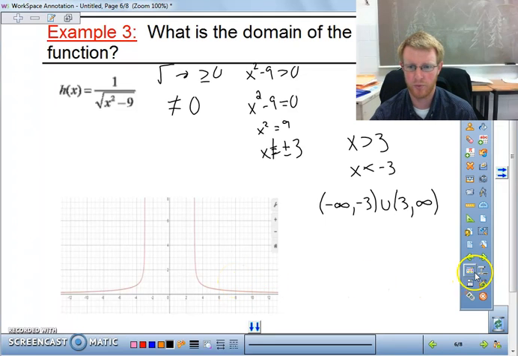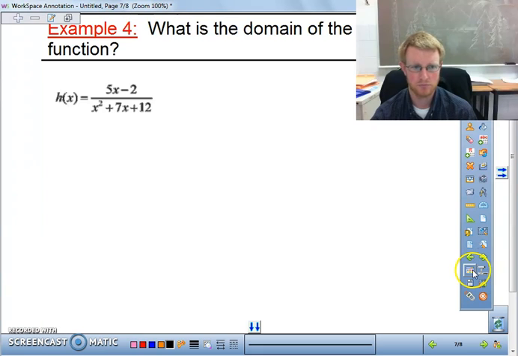Okay, we have one more that we want to do. Okay, so we have 5x minus 2 over x squared plus 7x plus 12. Again, top doesn't really matter much here. The only thing that matters is the bottom. The bottom cannot equal 0. So what we do is we just simply solve. We factor it and figure out what values would make it 0.